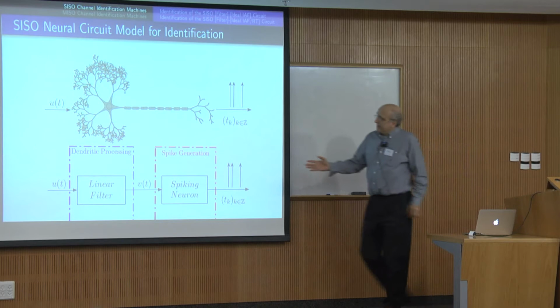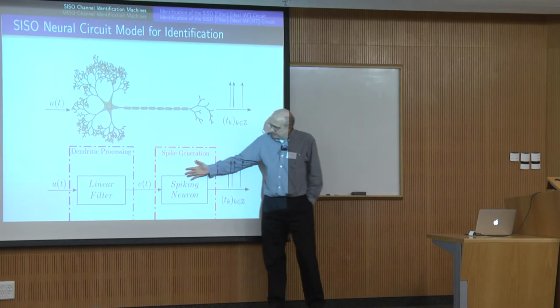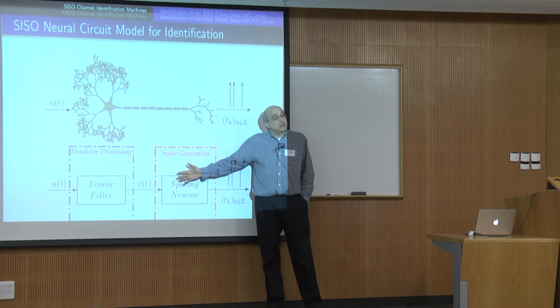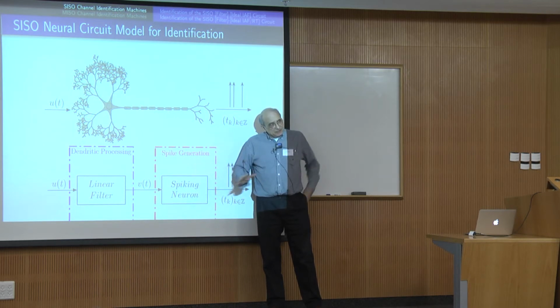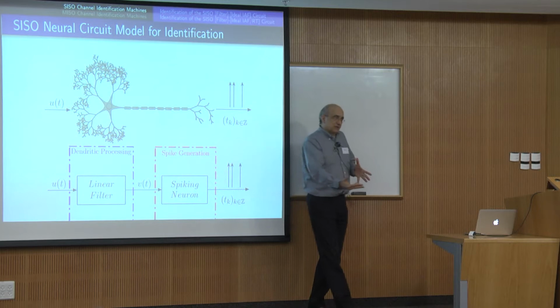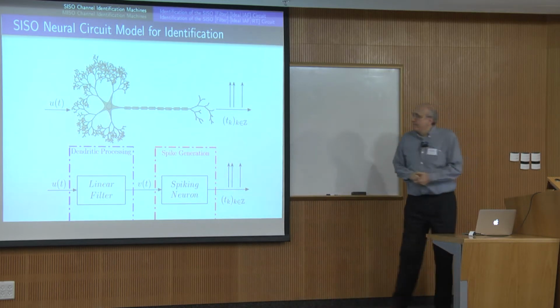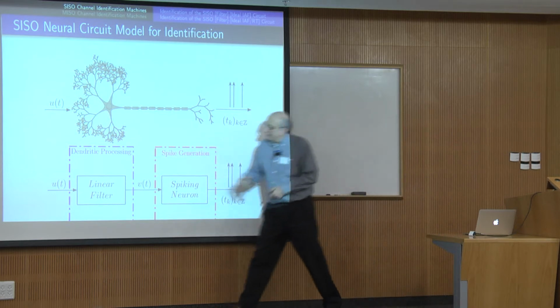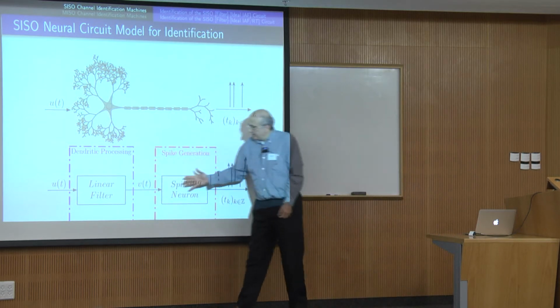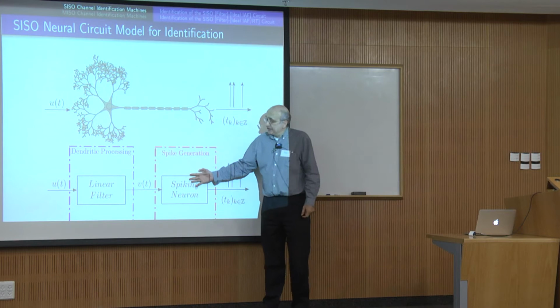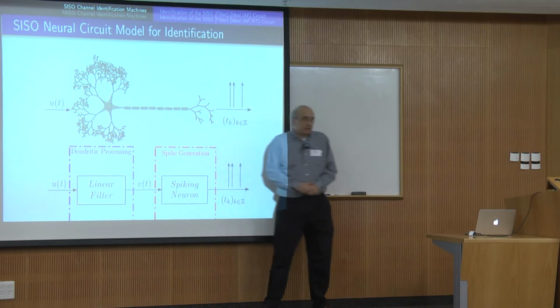Okay? So the analysis I'm going to describe here is for the case where the neuron is not noisy in the beginning. It's easier to understand. But then we're going to generalize it to the case where we have stochastic behavior there. Okay? And so if you like, this is a linear operator. This is a nonlinear operator. Okay? And it can be a stochastic nonlinear operator.